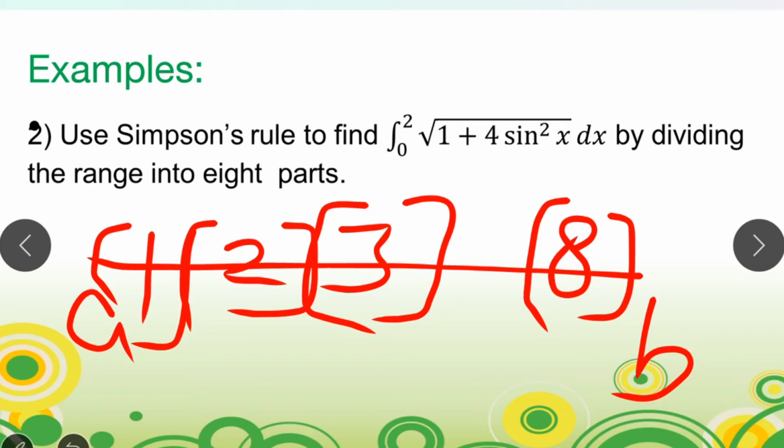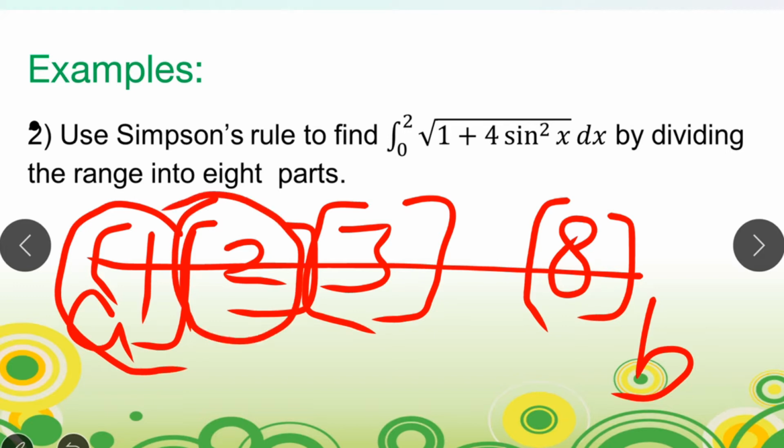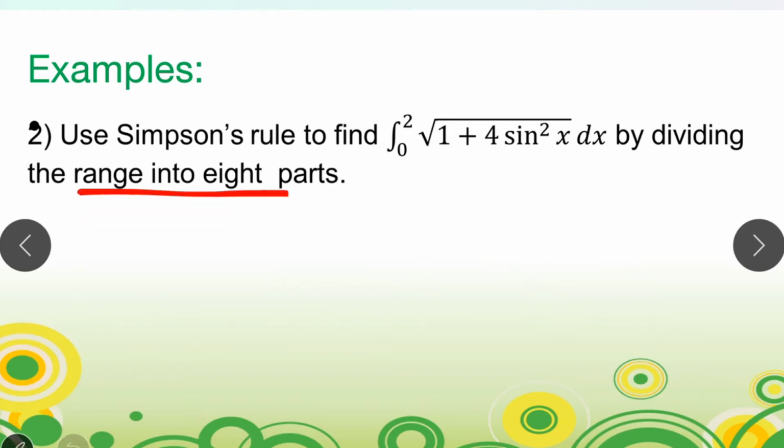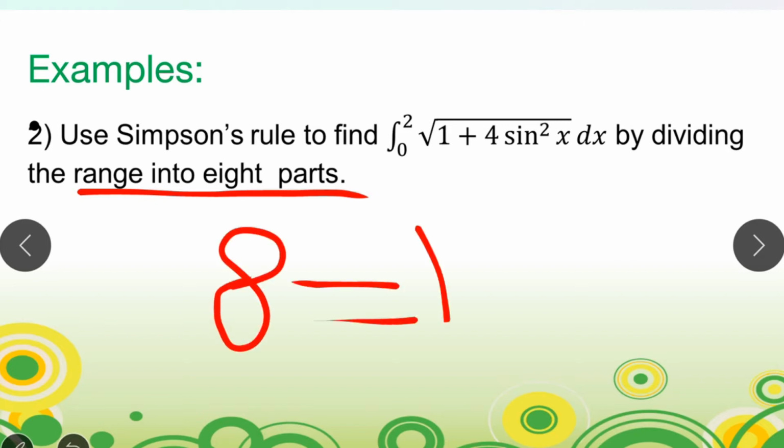Looking at these parts, you can tell what first means: the first interval, the second interval. It means we are dividing the total interval into 8 parts, that is nothing but 8 intervals. So 8 parts are nothing but 8 intervals. Therefore 8 is our value of n, which represents the total intervals. So in this question n is known, then we find the value of h.